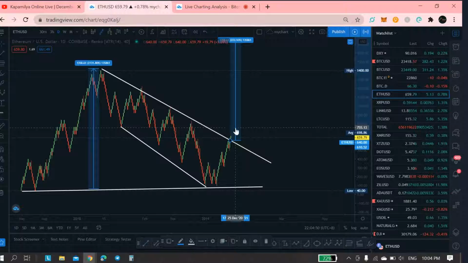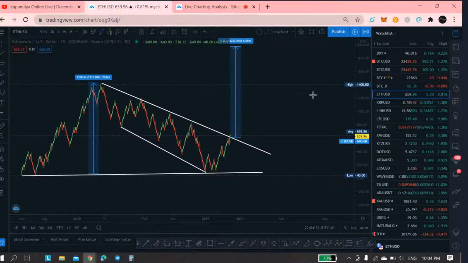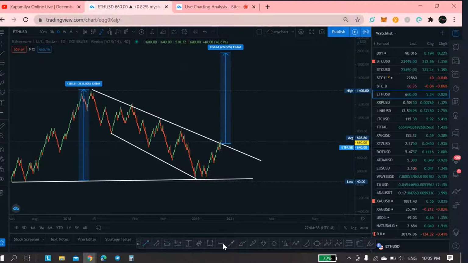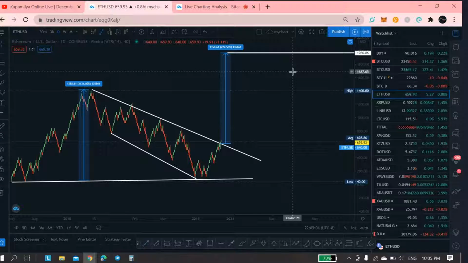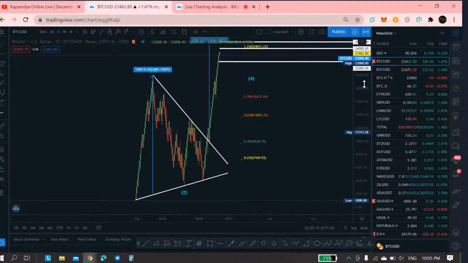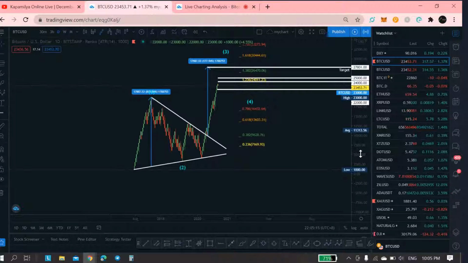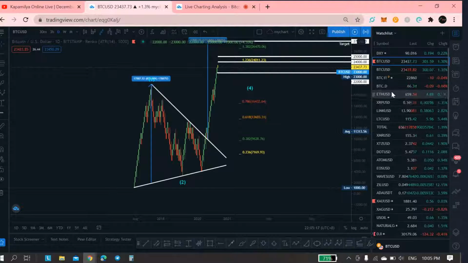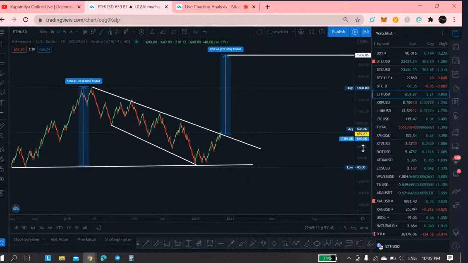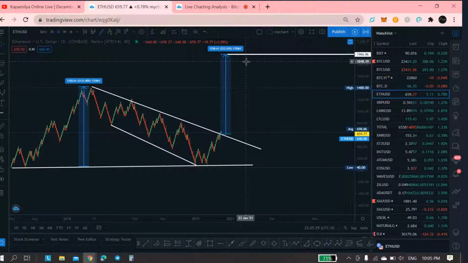Which is the 1,400 area. But of course, my long-term target is around this area, which is close to $2,000. For BTC, I think I used that. So that's a possible return from here of 177%. And for this one, that's a possible 222%, at close to the 2,000 area.